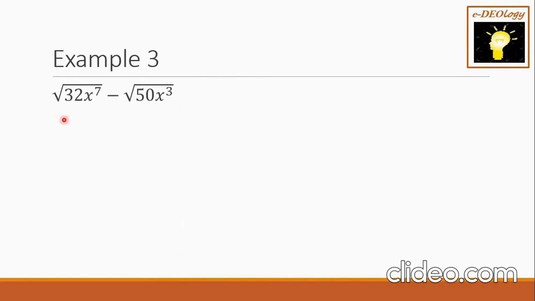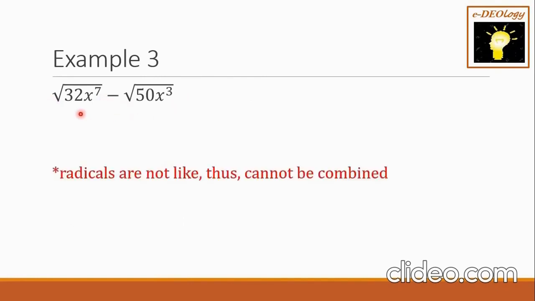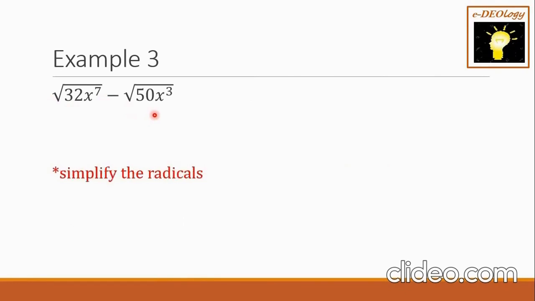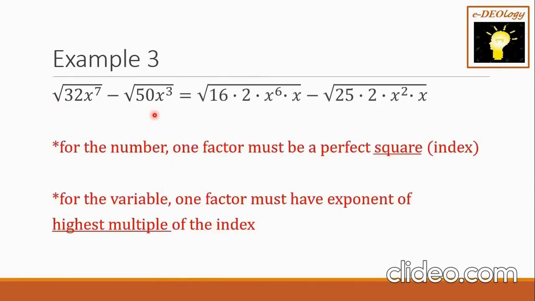Example 3: the square root of 32x raised to 7 minus the square root of 50x cubed. Obviously, our radicals are not like. The radicands are not the same. So what we'll do is to simplify both radicals. We're going to factor out the radicands of each of these radicals.